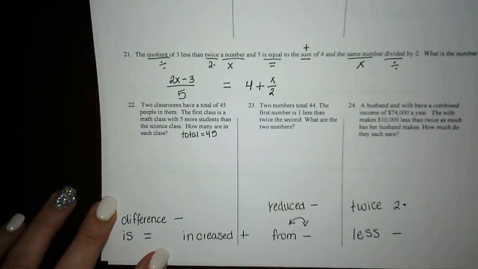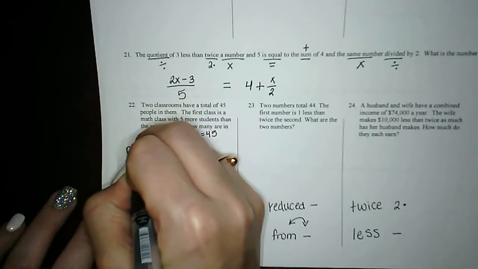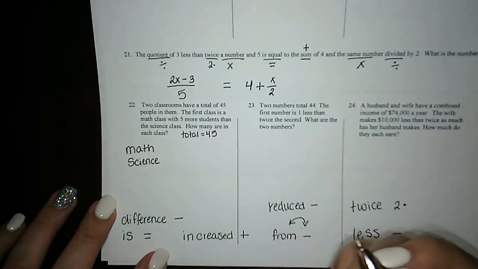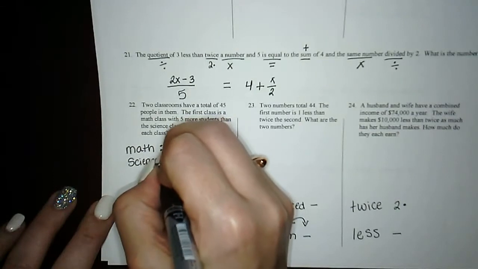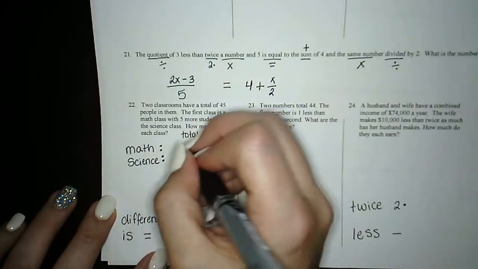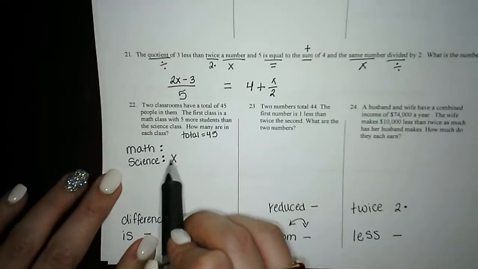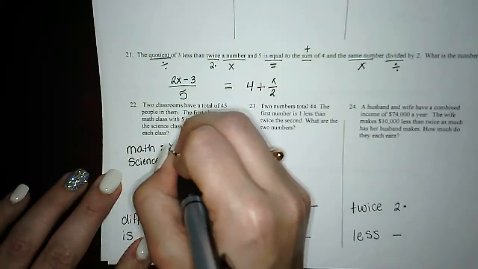The first class is a math class with 5 more students than the science class. How many are in each class? So we have a math class and we have a science class. We don't know how much either of them has, except the first class is a math class with 5 more than the science class. So one of these classes is going to be X. We'll make it the science class because we're not doing anything in that. And then the math class has 5 more than science. So X plus 5.